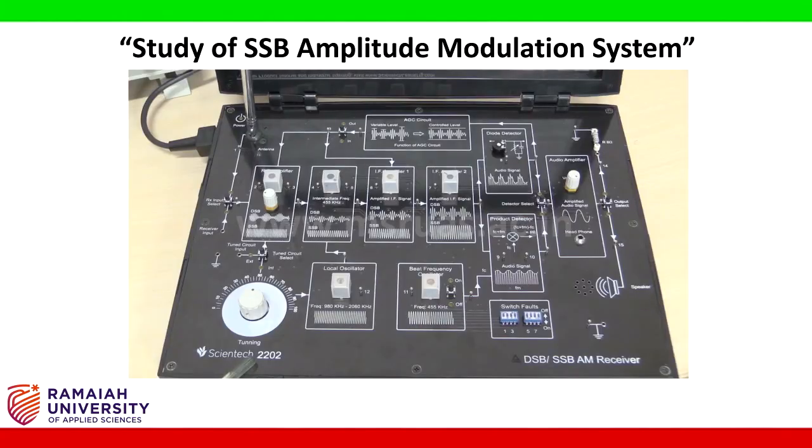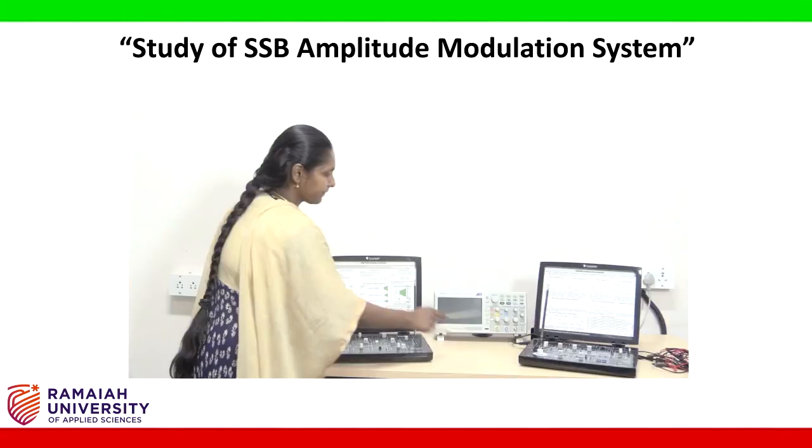This is Syntec 2202 kit. This is AM receiver kit. It also supports double sideband and single sideband modulations. In this experiment, we will use this for SSB demodulation.